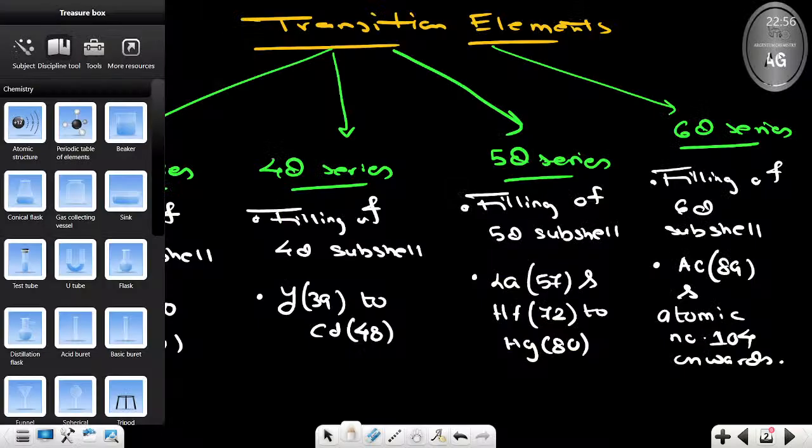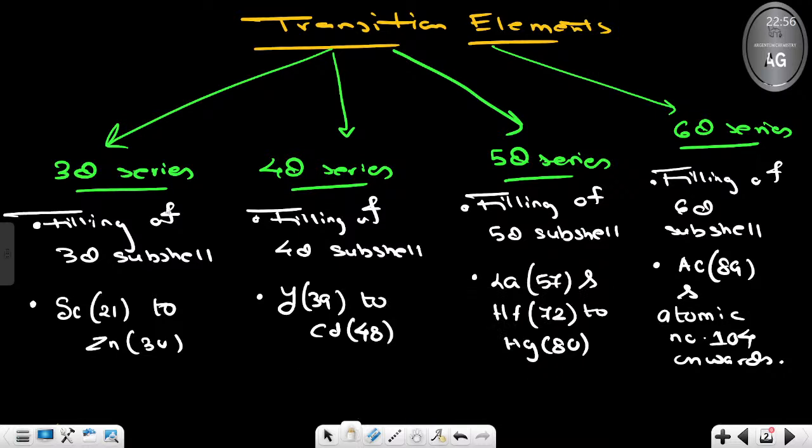Now let us have a look at it. 3D series starts from scandium and ends at zinc, so 21 to 30. In the 3D series, the 3D orbitals will be filled. 4d series starts from yttrium and ends at cadmium, filling up the 4d orbitals. 5d series starts from lanthanum. Lanthanum is not a part of the lanthanide series, but the lanthanides follow lanthanum. That is why the name is lanthanides. So lanthanum is 57, and again from hafnium to mercury: 57, 72 to 80.